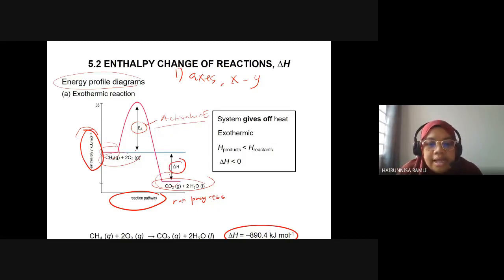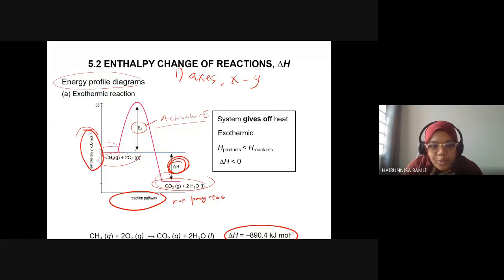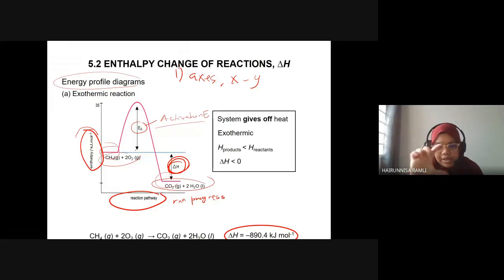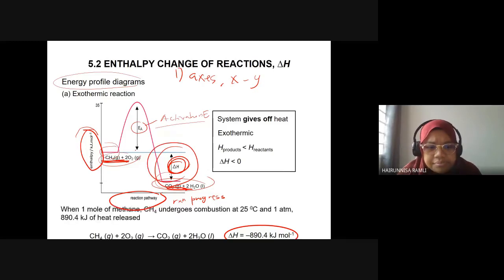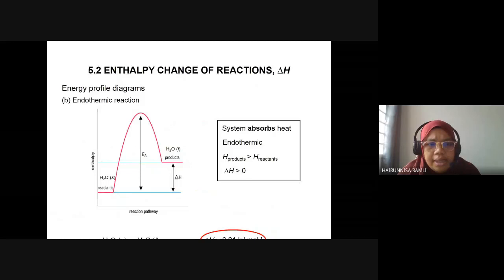And then delta H, this is very important. Delta H is H product minus H reactant, meaning the change. So of course it will be between the reactants and products, in the middle, this part. So this is for the exothermic reaction. For endothermic, it will be reversed.